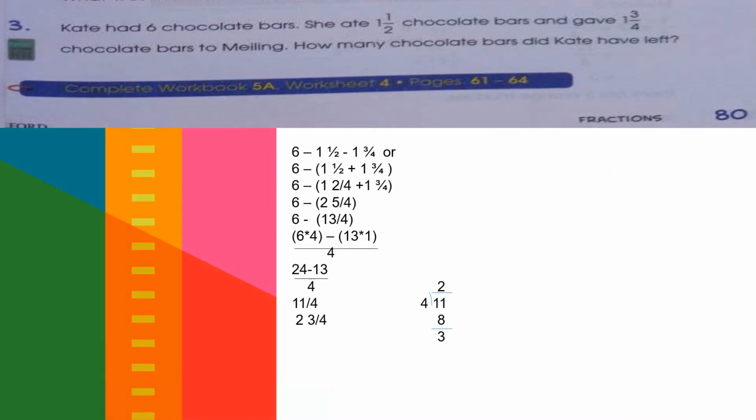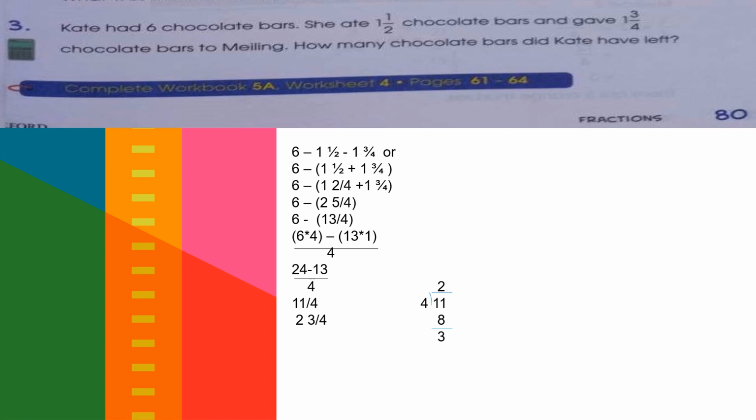This is the last part of the practice questions, which says that Kate had 6 chocolate bars. She ate 1 whole number 1 over 2 chocolate bars and gave 1 whole number 3 over 4 chocolate bars to Mailing. How many chocolate bars did Kate have left?